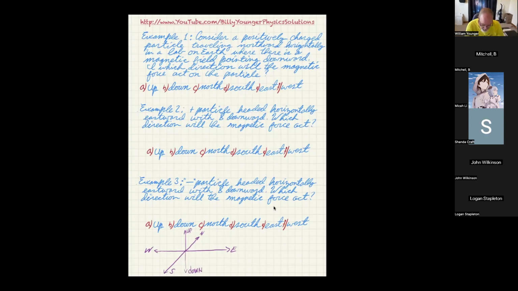So we look at example one. It says, consider a positively charged particle. So you can pretend this is like a proton traveling northward horizontally, on Earth where there is a magnetic field pointing downward. In which direction will the magnetic force act on the particle? And it seems I forgot to cross my T's in multiple instances. So let me fix that.